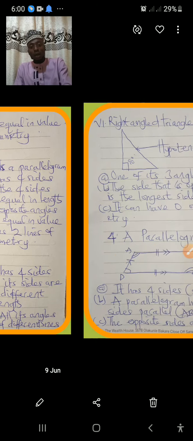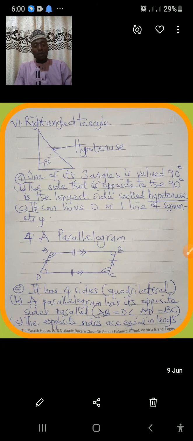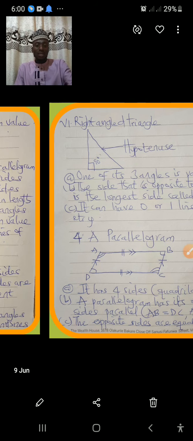If you look at it, which ones are opposite angles? Look at this, A and C. They are opposite to each other. B and D are opposite to each other. They are also equal. If B is 40, D too will be 40. If A is 100, C will be 100. If you add everything together, it must be equal to 360 degrees.